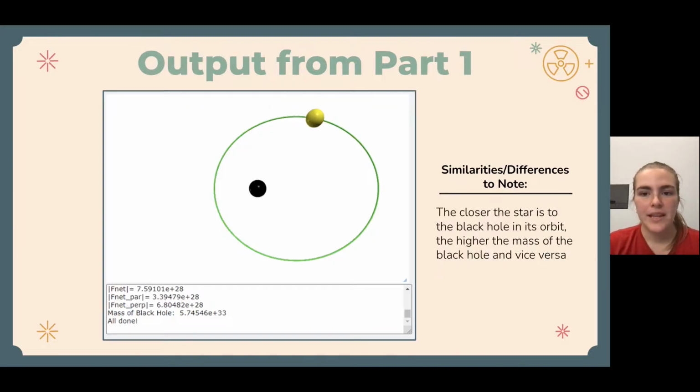So this is the output that we get from part 1, where we can note that the closer the star is to the black hole in its orbit, the higher the mass of the black hole is, and vice versa, which gives us the mass of the black hole in its average form.